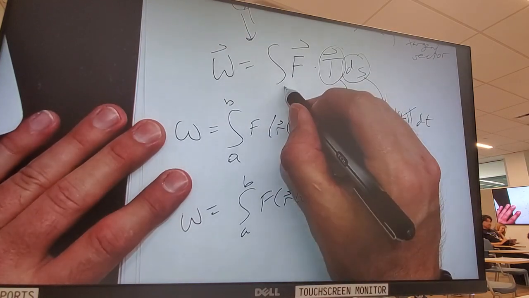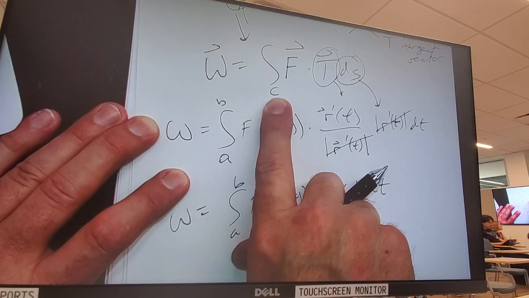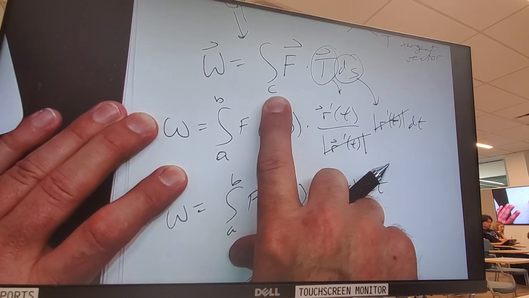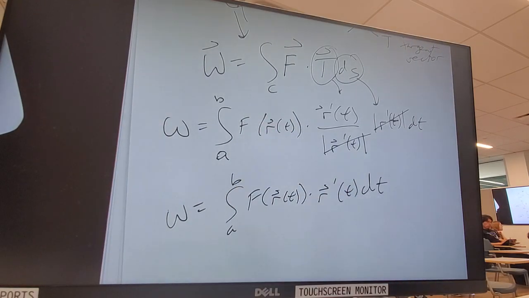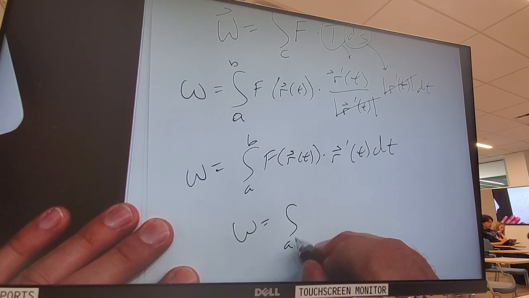I should have put a little curve there because it depends on the path I'm taking through the wind, or through the electric field, or through the magnetic field, or whatever it may be. Okay, what we have, let me write this a little more succinctly.